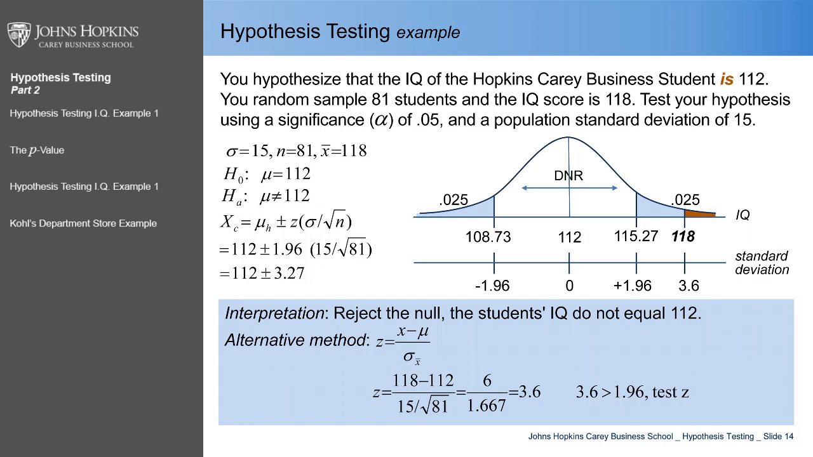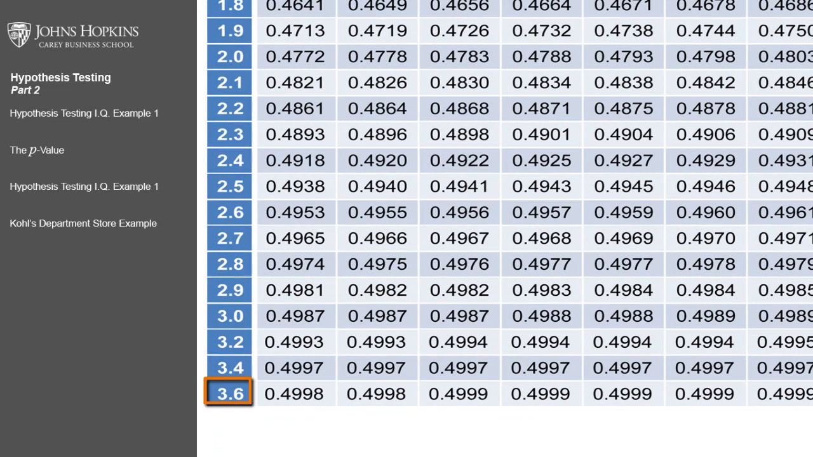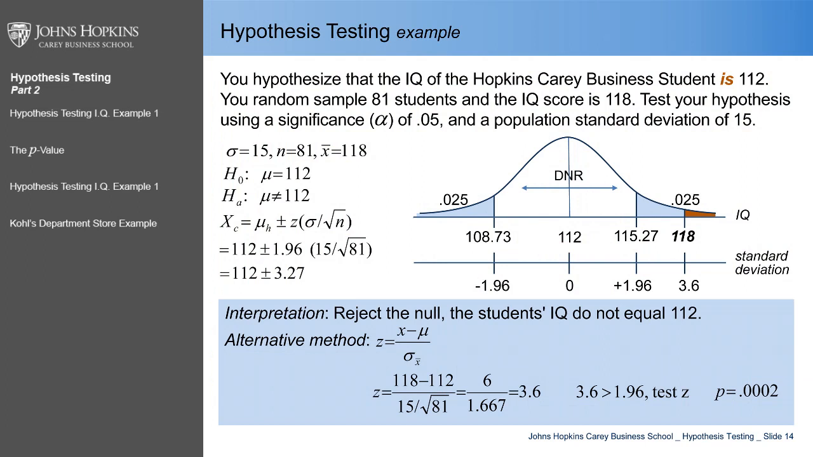So let's do that. Let's go to our z table. We'll scroll down to 3.6. The value we read is 0.4998. Okay, so 0.4998 is the area from 112 to 118. When we subtract that from 0.5, it gives us this tail area, p equal to 0.0002. So that's telling us that we have 2 in 10,000 chances of getting that sample mean.